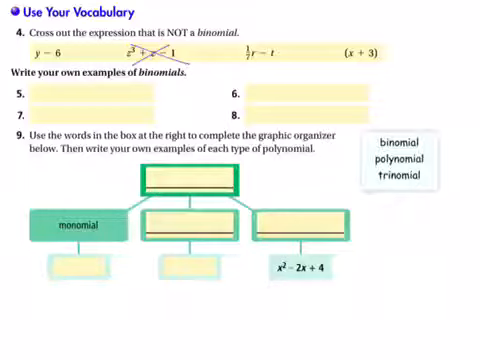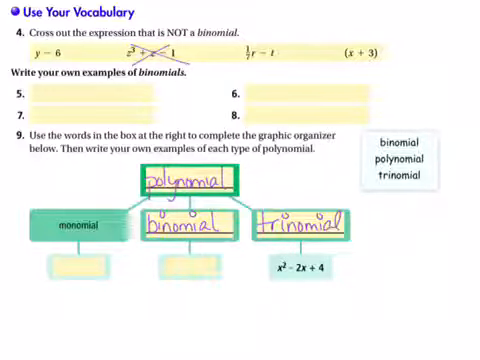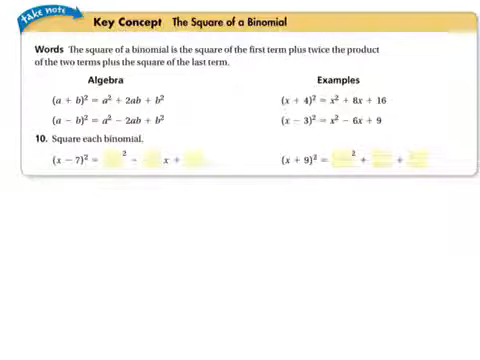So for number 9, I want you to realize that a polynomial is all different kinds of expressions that have constants and variables. We're going to focus on 3 of them: a monomial, a binomial, and a trinomial. And I want you to go ahead and write in some examples of a monomial and a binomial, and as you can see, a trinomial is already done.